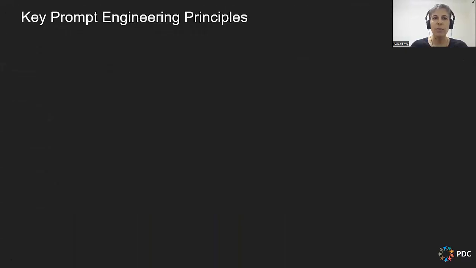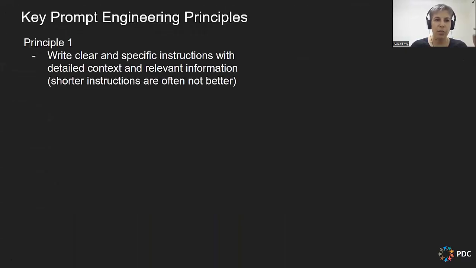And so what are the key principles of prompt engineering? So the first principle, write clear and specific instructions with detailed contents and relevant information. So here, being concise when you do prompt engineering isn't an advantage. Shorter instructions are often not better.